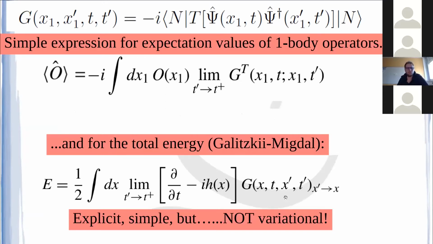And you can easily imagine why this is so. It cannot be variational because here, nowhere is written what the interaction is. So it means that this expression hides information. You would lose the information if you just minimize straightforwardly this expression.